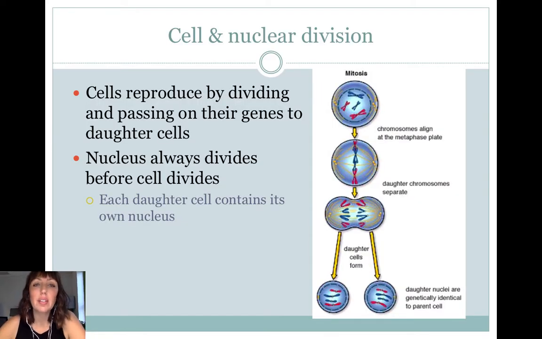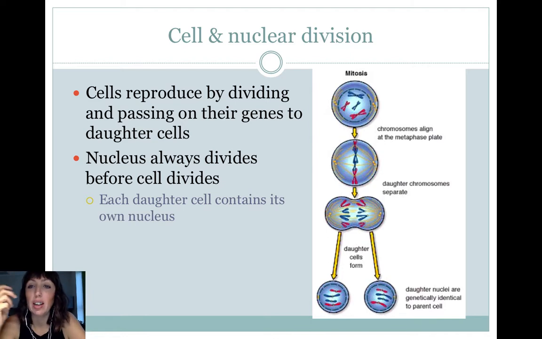Okay, so cells reproduce by dividing and passing on their genes to daughter cells. The nucleus always divides before the cell divides, and each daughter cell will contain its own nucleus. So if you're looking at the diagram to the right, you see a diagram of mitosis. And in this, you see a cell with 46 chromosomes.